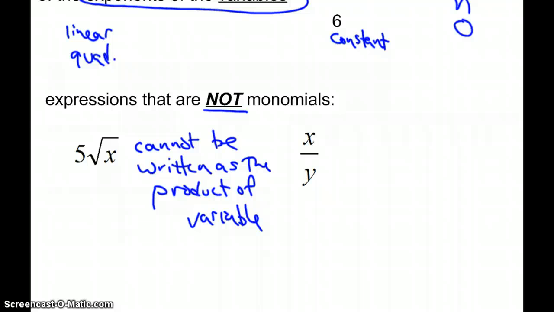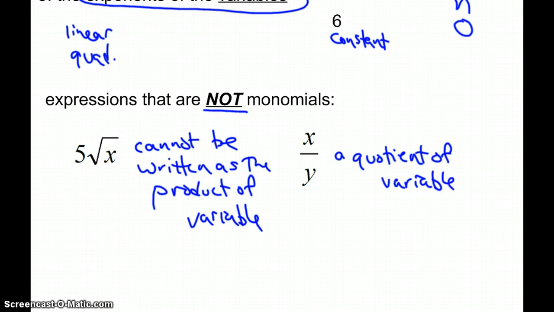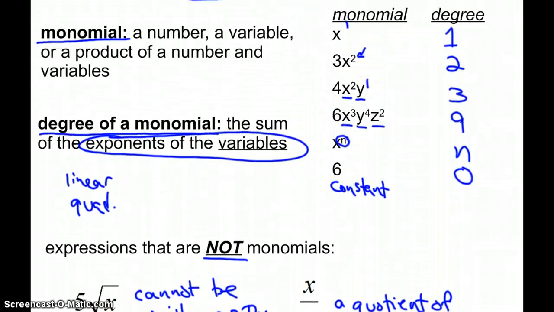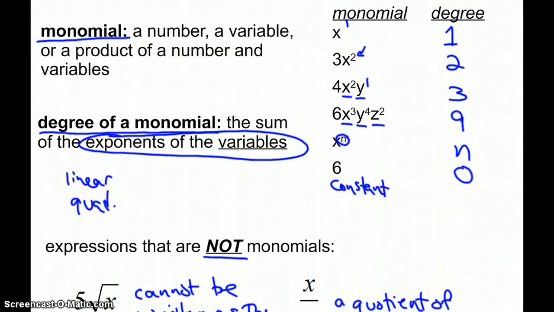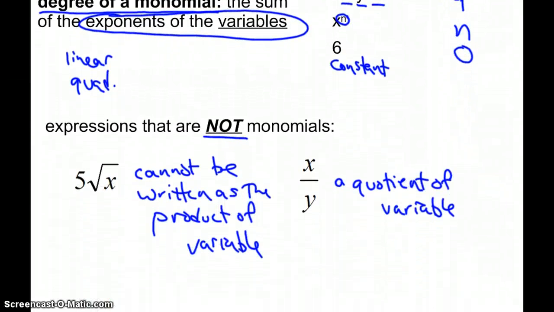Finally, the expression x over y is a quotient of variables. When we classify terms that are monomials, if we go back to the definition, it's a product, not a quotient. And so when we're dividing with variables, that would not be a monomial.